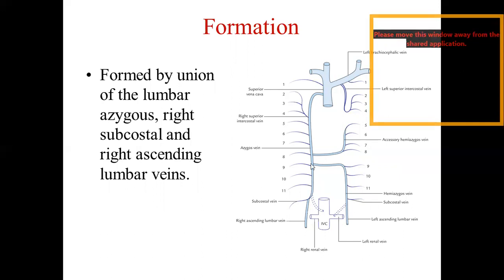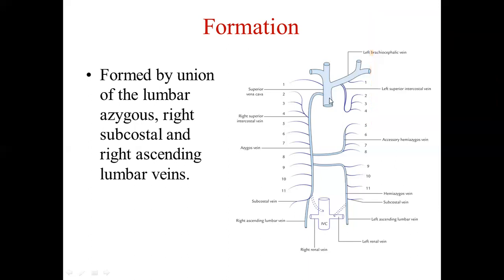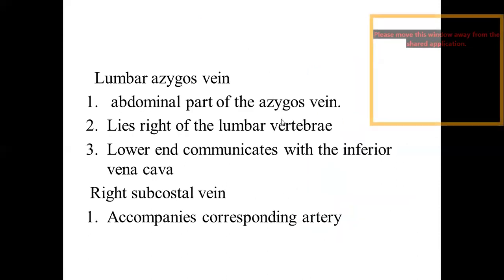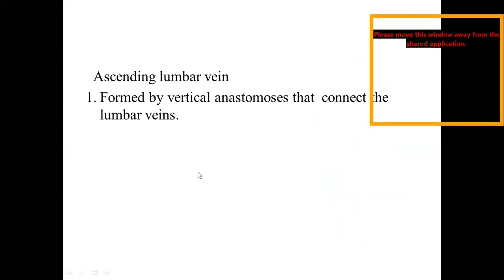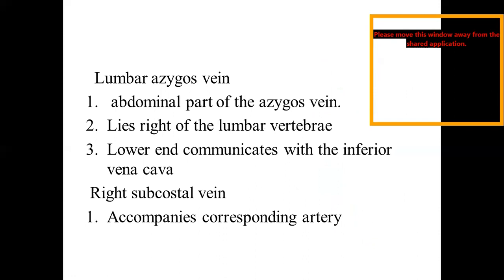So if you see in this diagram, you can see here the lumbar vein, which is continuing from the lumbar region. You have the subcostal vein and the right ascending lumbar vein. So these will continue and they will form in the thoracic region a azygous vein, which will arch and drain into the superior vena cava. So basic three components: lumbar azygous, right subcostal and right ascending lumbar vein. So it is basically present on the right side of the thoracic cavity.